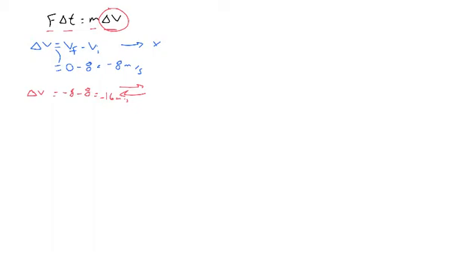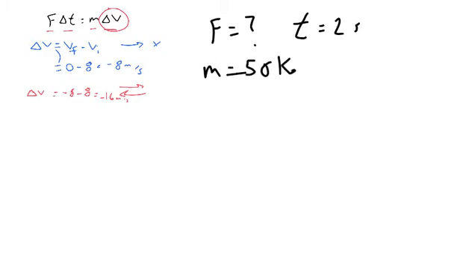Let's do an example. Say the problem's looking for F, and they say that the force is acted upon for, we'll make it 2 seconds. Let's say the mass is 50 kilograms, and let's say it comes in at 2, so let's make that the initial, and then it rebounds at, let's say, 2 also. So since it rebounds, we're going to make this negative.